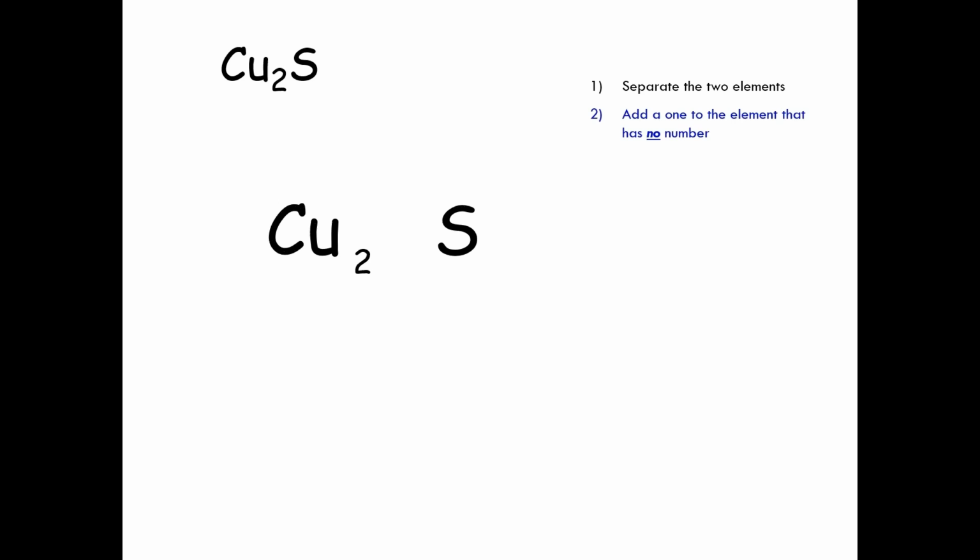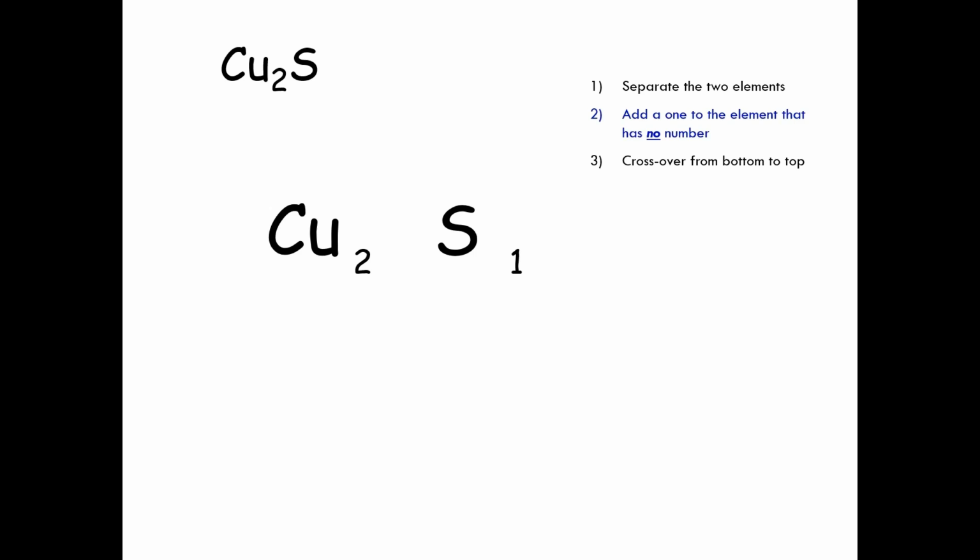The next example we have is the chemical formula Cu2S. Now clearly this compound contains copper and sulfur, but can we be sure that the charge on copper is 1 and the charge on sulfur is 2? Well, let's break this compound apart using the rules and make sure. Separate the two elements. Add a 1 to the element that has no number.